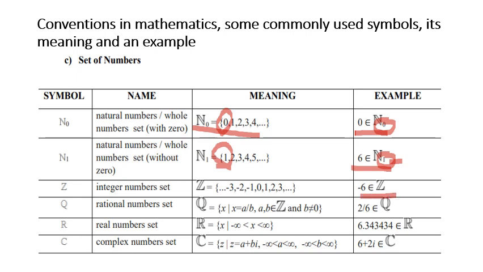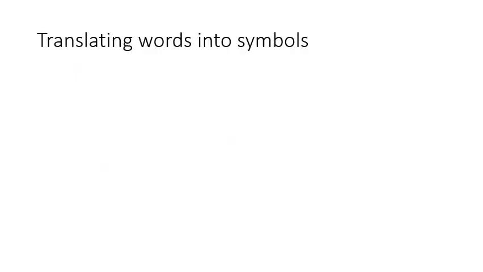Okay? And then, next, negative 6 is an element of Z. Z is the notation that we use or the symbol that we use for the set of integers. And then Q for rational numbers. Ayan. R for real numbers. And C for complex numbers. Okay. So, how do we use these symbols?